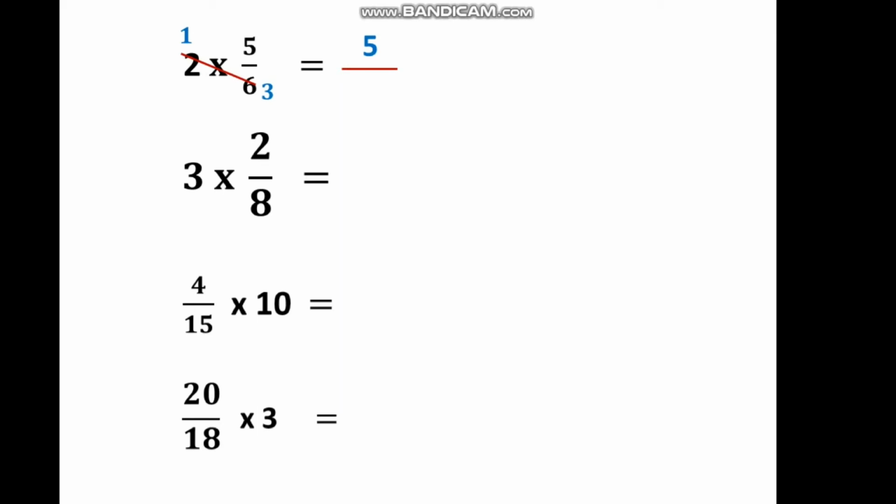Then, since wala namang number sa baba ng number 2, understood po yun na meron po dyan 1. So, we're going to multiply 1 times 3, that is equals to 3. Or simply just copy 3. Then, since naka-improper fraction ang ating sagot, of course, divide natin yung 5 over 3, that is equals to 1 and 2 over 3. That is our final answer.